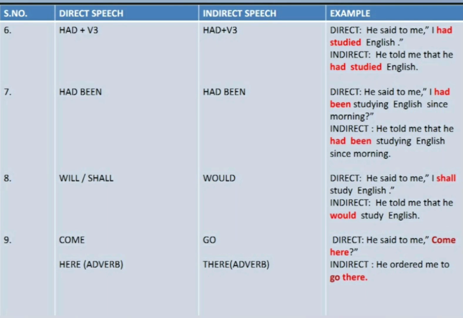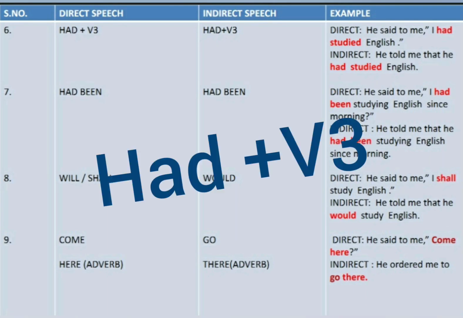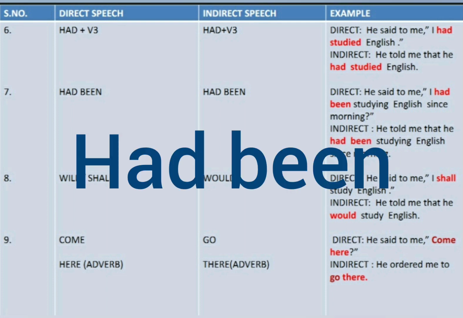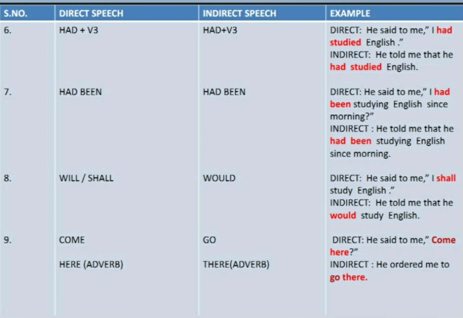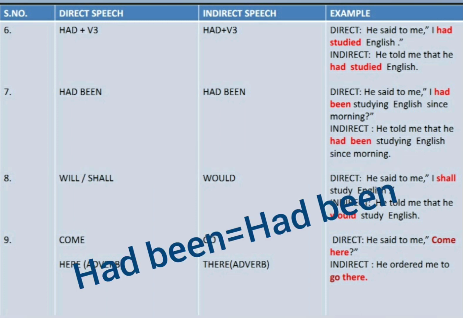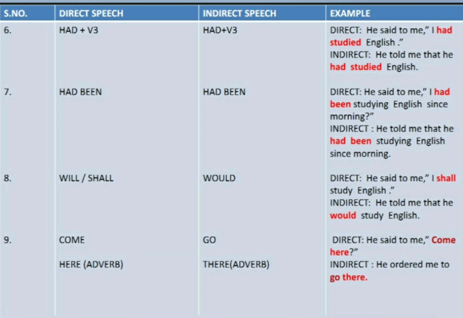Now sixth point. If in direct speech we have had plus V3, and according to the seventh point, if we have had been, then when we convert into indirect speech, there is no change. Had plus V3 remains had plus V3 only, and had been remains had been only. Like in the first example, it is written, he said to me, "I had studied English." In indirect speech, it becomes, he told me that he had studied English.